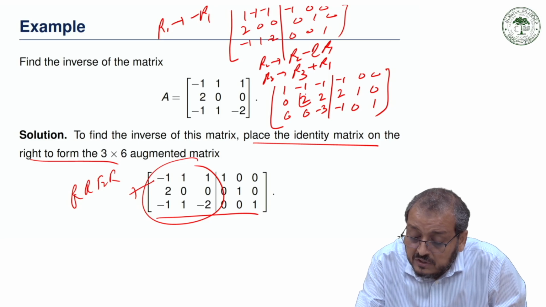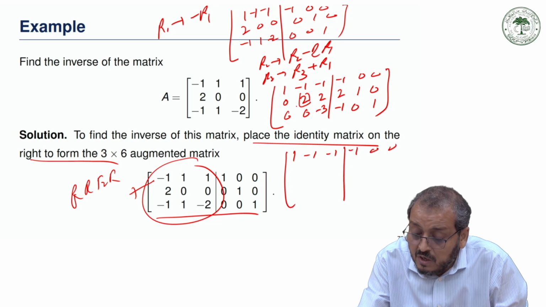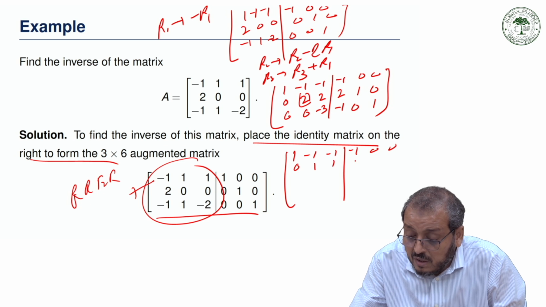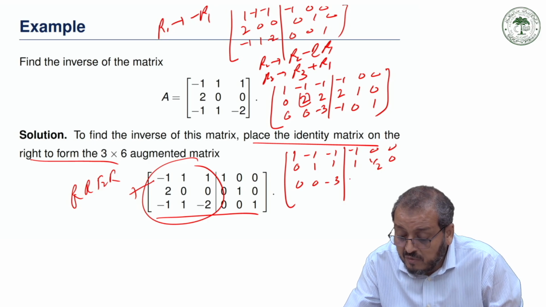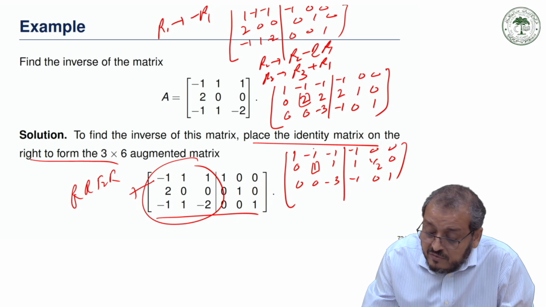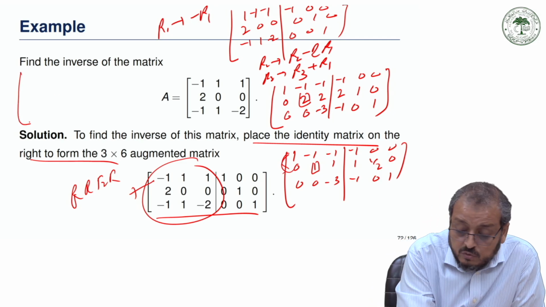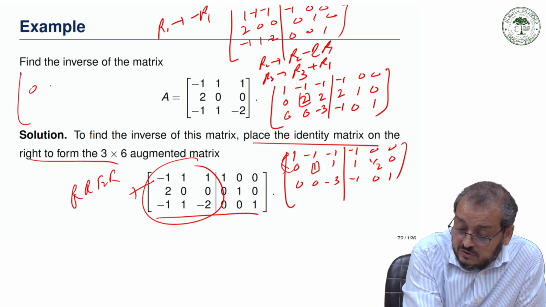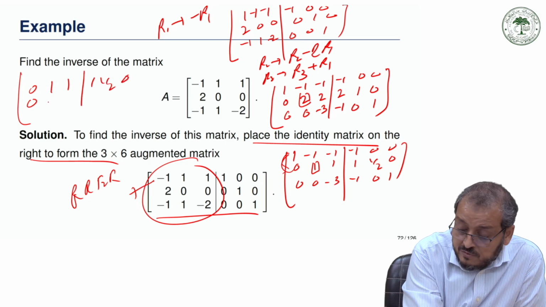Next, we write it in the form of 1 minus 1 minus 1, minus 1 0 0, and multiply this equation by 1 by 2, so you have 1 1 by 2 and 0, then 0 0 minus 3, and then minus 1 0 and 1. Now with the help of this we have to make the entries above it 0, which means we just add these two terms. Adding these two terms, the second row is equal to 0 1 1, and then 1 by 2 and 0, and the last row is 0 0 minus 3, minus 1 0 1.